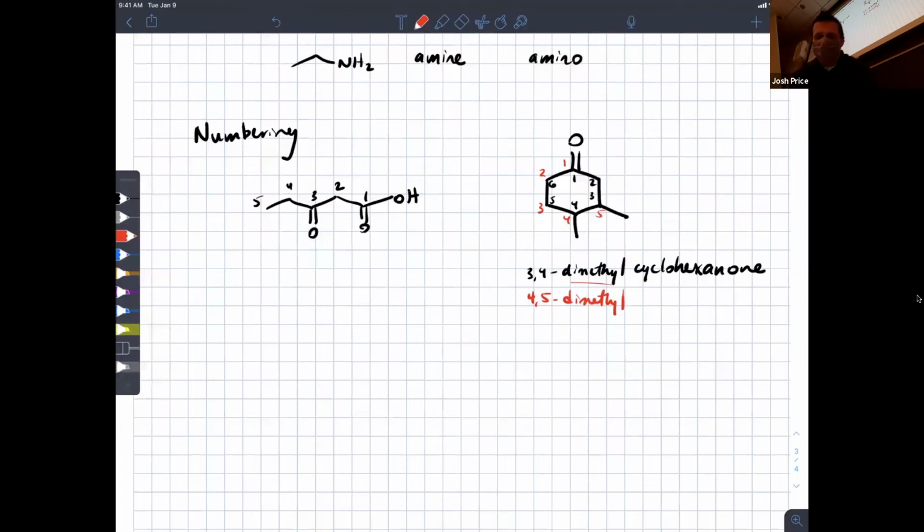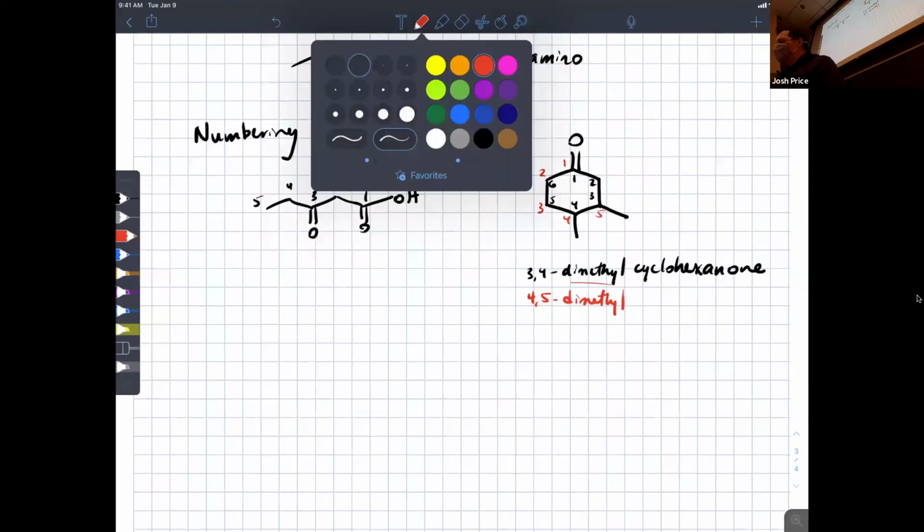All right, questions so far? Now, there is one element that's really important in all of this, and it's related to double bonds.